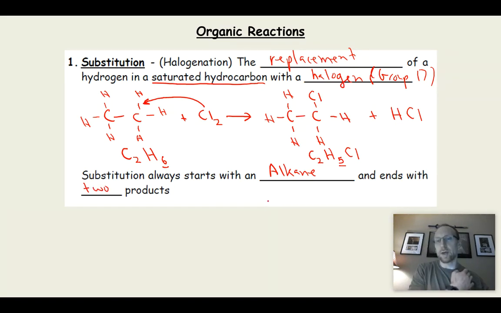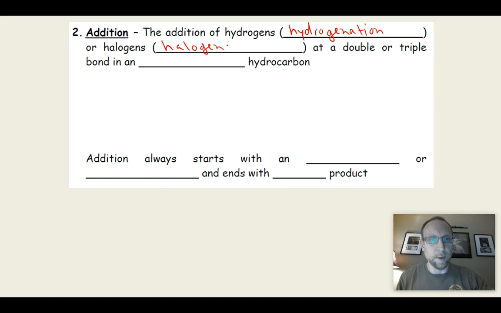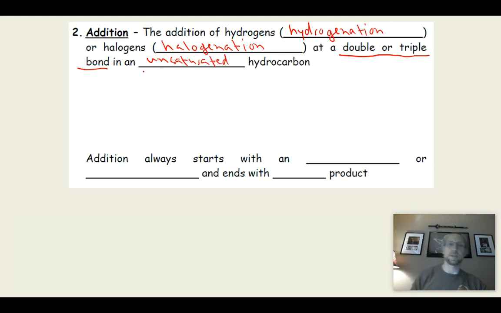Because you want to be able to differentiate between this and addition, which is the next one that we're going to go into. So addition is now we're adding hydrogens, and we would call that process hydrogenation. We're adding in hydrogens or halogens. So this is another type of halogenation that we just mentioned, at a double or triple bond. So we're dealing with unsaturated hydrocarbons. Right, we're dealing with an unsaturated hydrocarbon now. And we'll see how this differentiates from substitution.